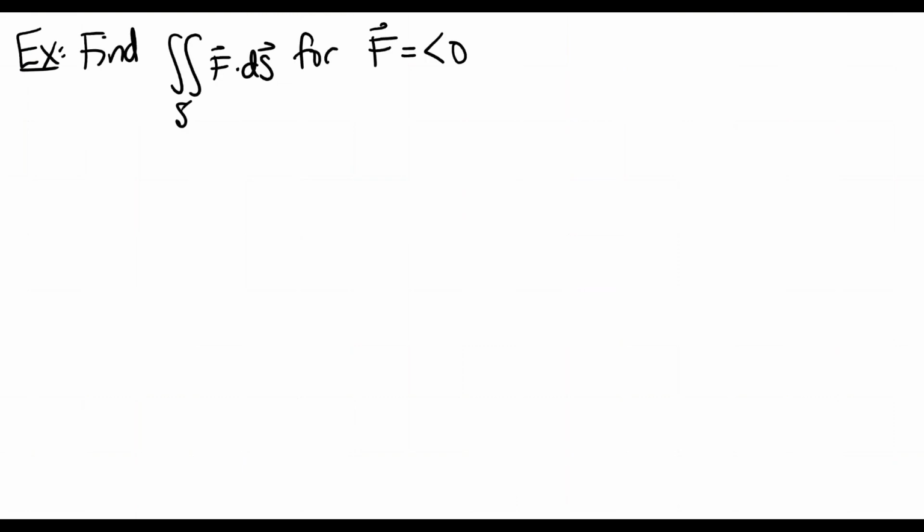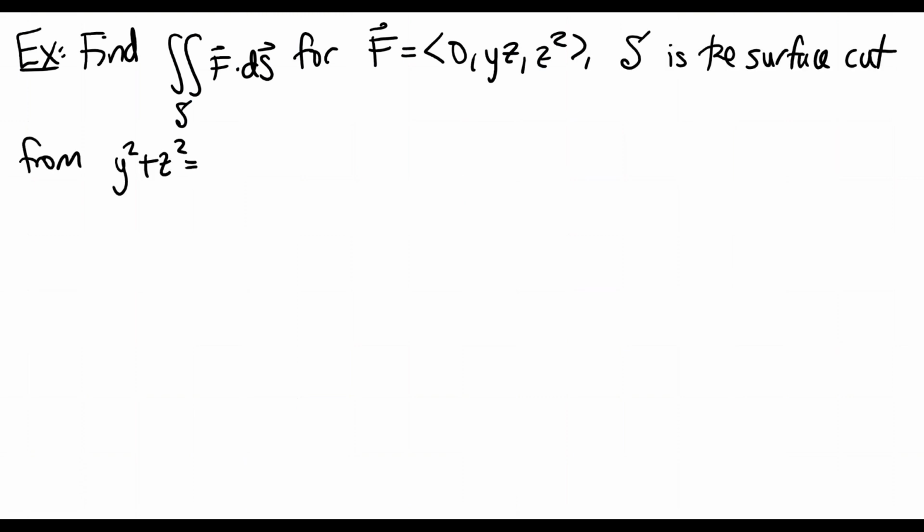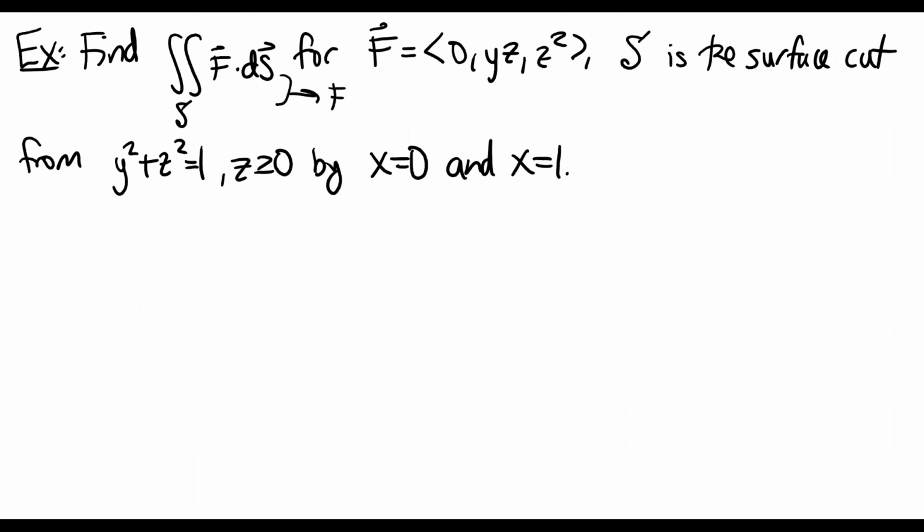Let's do an example. Let's find the surface integral of f across S, where f is the vector function <0, yz, z squared>, and S is the surface cut from y squared plus z squared equals 1, z greater than or equal to 0, by the planes x = 0 and x = 1 with upward orientation. In other words, find the flux.